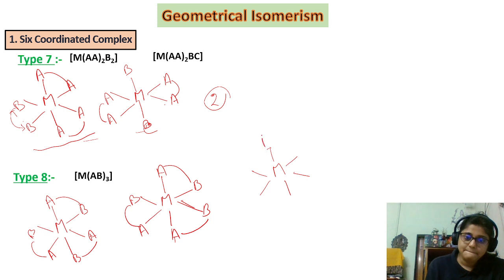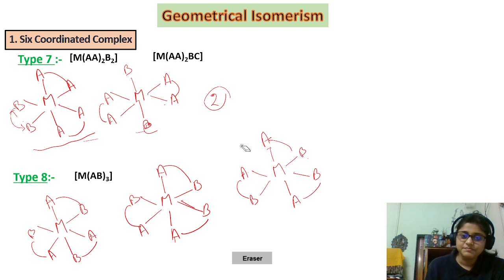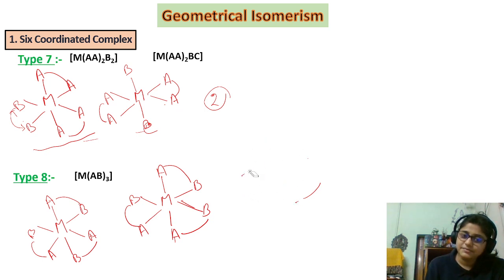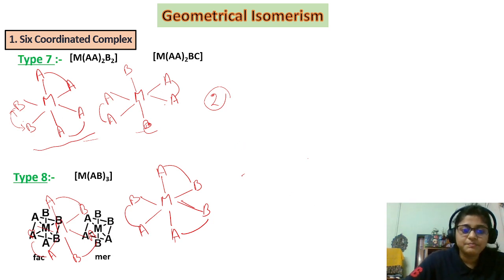Let's say these both I will reverse. Let's see, BA and here also BA. AA trans, BB trans, AB trans. BB trans, AB, same structure it is. A trans, BB trans, AB trans. Here is also the same thing, so same structure. So there is nothing left, right? These two only are possible. That's geometrical isomerism.